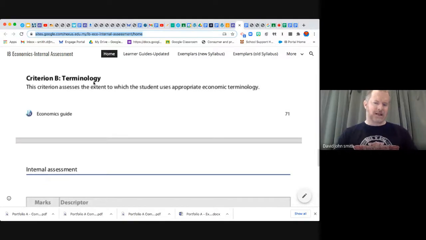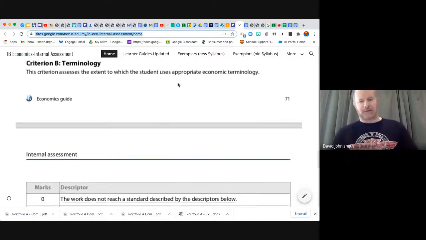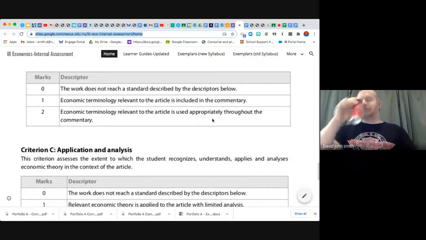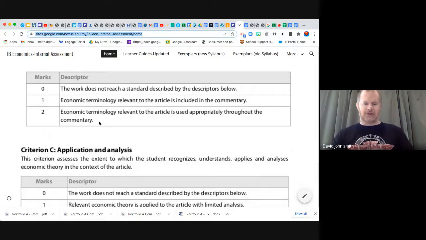Terminology, the language that you use, is it appropriate? Now, you get a couple of marks here. Again, the 0, only if you don't do it. But if we have a look at the 1 and the 2, under the 2, which is the highest mark, the terminology has got to be relevant, and it is used appropriately throughout the commentary. So not just included, but used appropriately. You're not just randomly dropping words in left, right, and center, hoping to get a mark. They actually make sense where they're placed, and they go all the way through the commentary. So you haven't gotten to the end and forgotten what the word externality means.